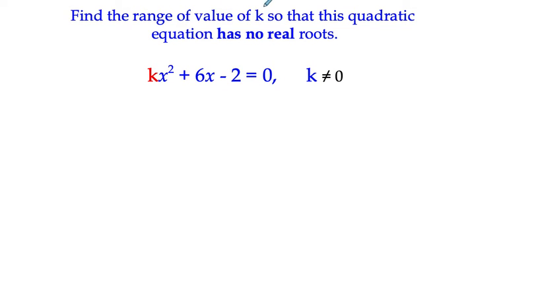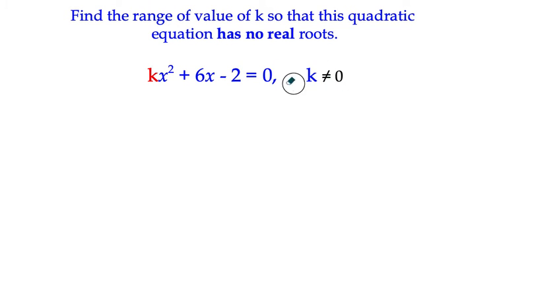Find the range of values of k so that this quadratic equation has no real roots. So a range of values suggests it's an inequality, that k is going to be greater than a number, or k is going to be less than a number, rather than just being one or maybe two solutions. The fact that k does not equal 0 here is not going to affect us. We just have to include that as a descriptor, because if k were 0, then we wouldn't have an x squared term, and we'd just have 6x minus 2 equals 0. So k doesn't equal 0 tells us that it is a quadratic. We're not going to use that bit of information though.